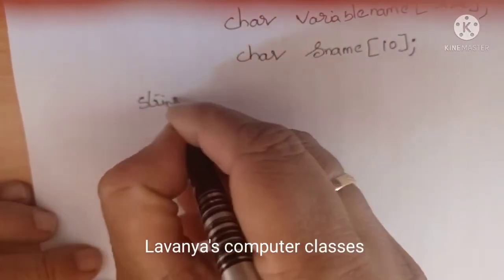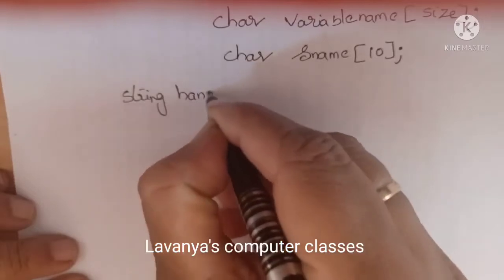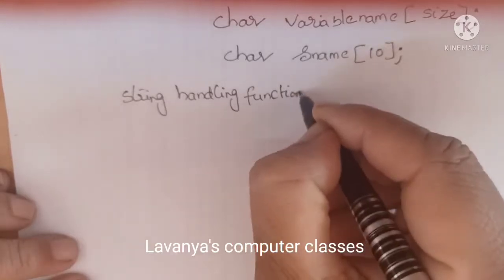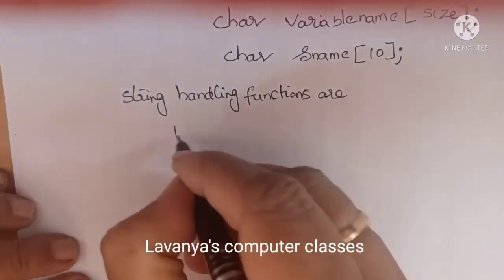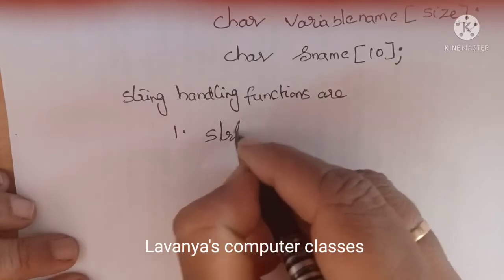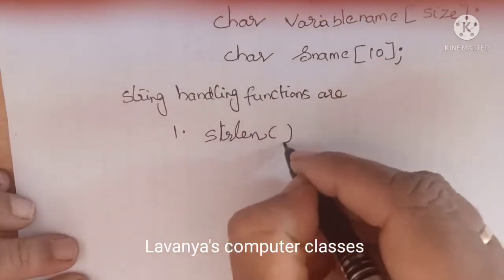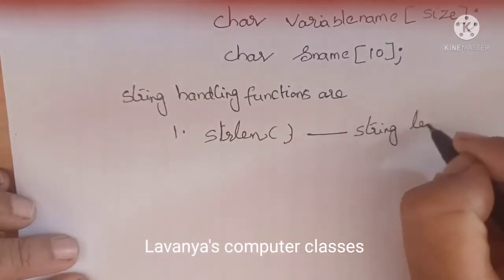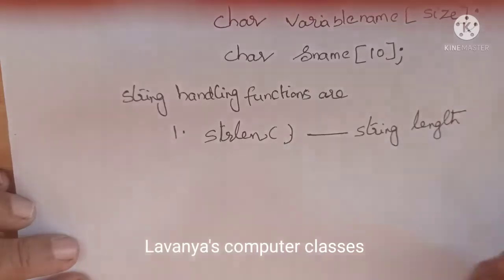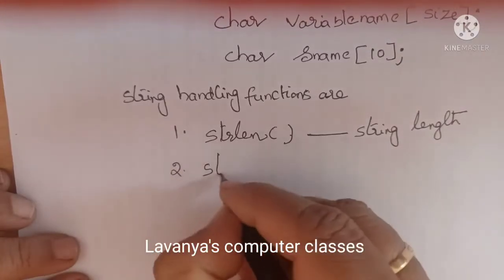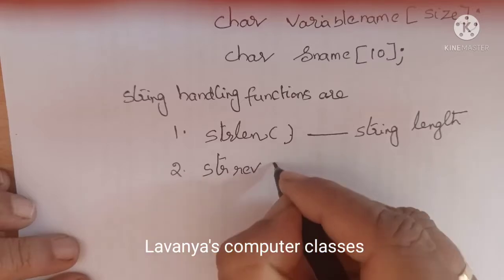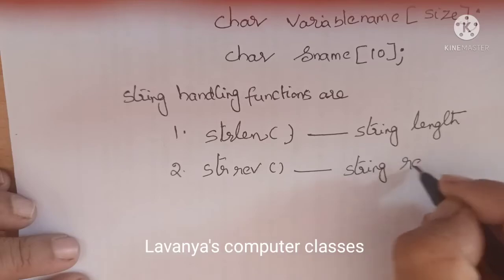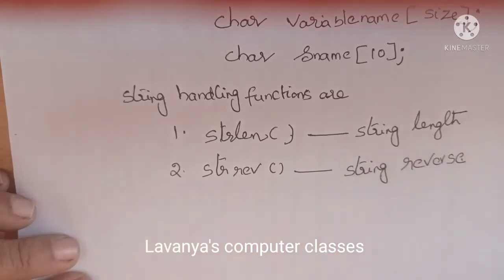Now I will give some string handling functions. These are the string handling functions. All the functions start with str because it is a string. The first function is strlen. Len means length, str means string length. It is used for finding the length of the string. The second function is strrev. Rev means reverse, str means string reverse. This is used for reversing a string.